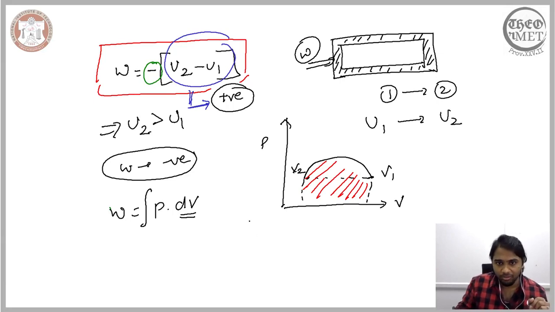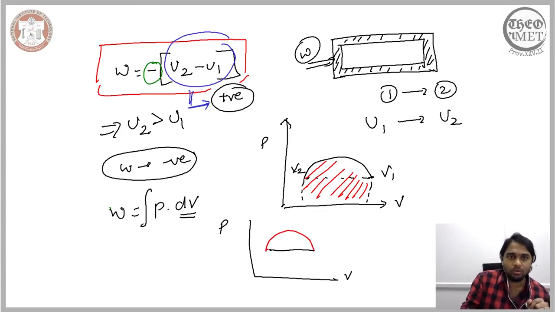So let me redraw it again. One is a direct path. You have your pressure, that is constant, and volume. The other is a convoluted path. It takes a detour and reaches the final volume. So we have our initial volume and the final volume.